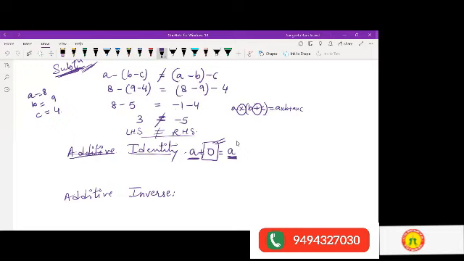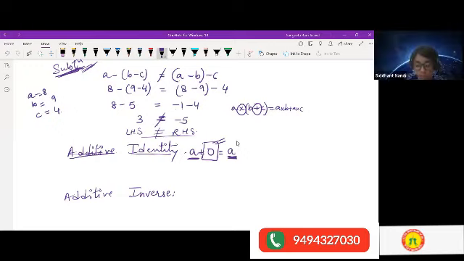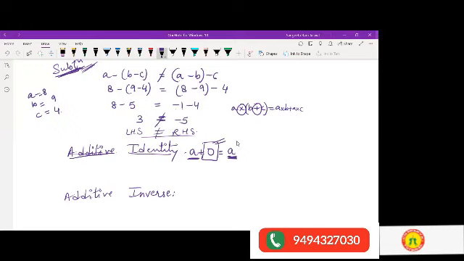Ma'am, I got disconnected. Can you explain again? Oh, yes, I can do that. Integer 0 is an identity for integers under addition. When 0 is added to any integer, we get the same integer. That means if we add 0 to any integer, we are getting the same integer. That means the integer is not losing its identity.